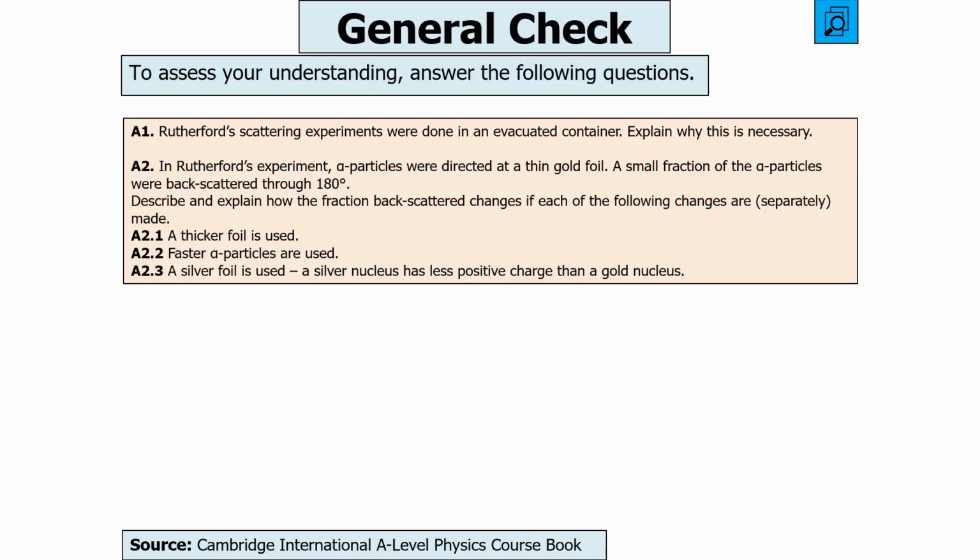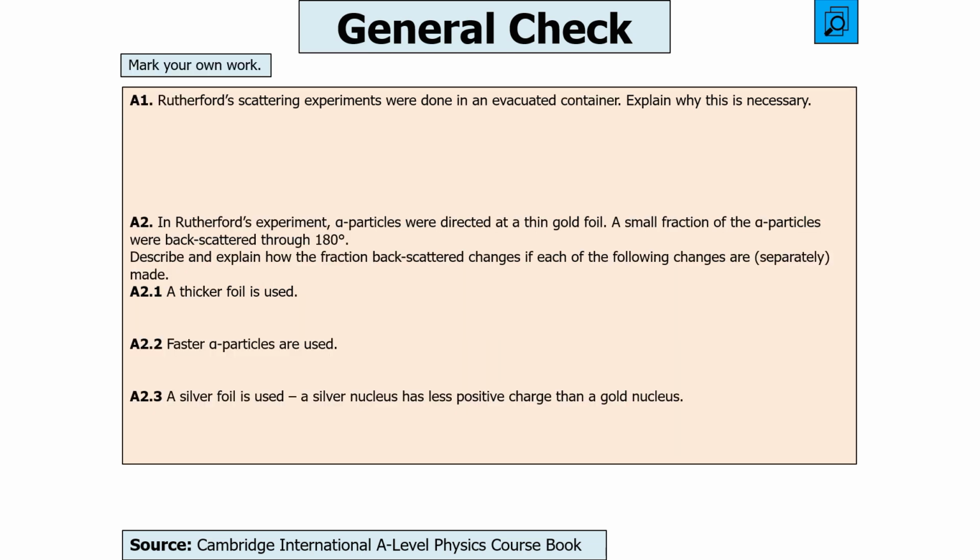The next question says, Rutherford's scattering experiment was done in an evacuated container. Explain why this is necessary. Then in the Rutherford's experiment, alpha particles were directed at thin gold foil. A small fraction of the alpha particles were backscattered through 180 degrees. Describe and explain how the fraction backscattered changes if the following changes are separately made. A thicker foil is used. Faster alpha particles are used. A silver foil is used. Now a silver nucleus has less positive charge but roughly the same volume as a gold nucleus. So pause the video now, then unpause the video when you want to go through your answer.